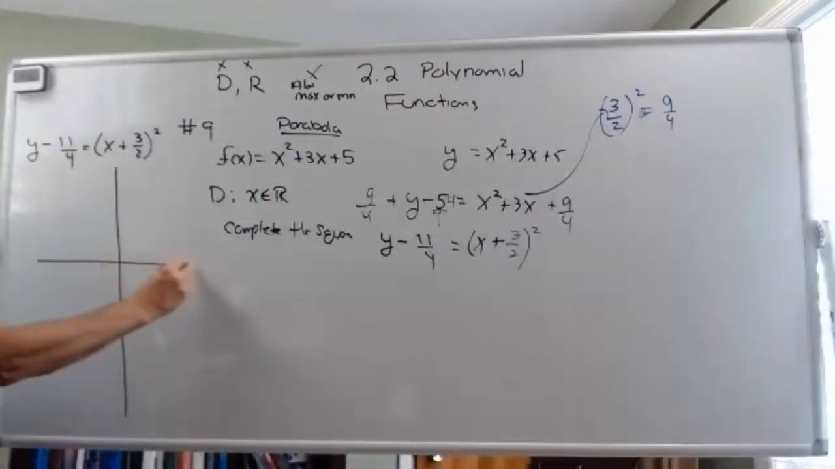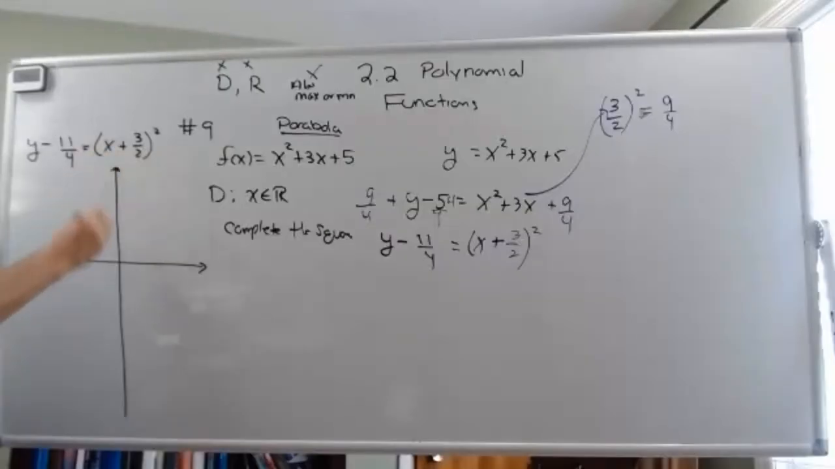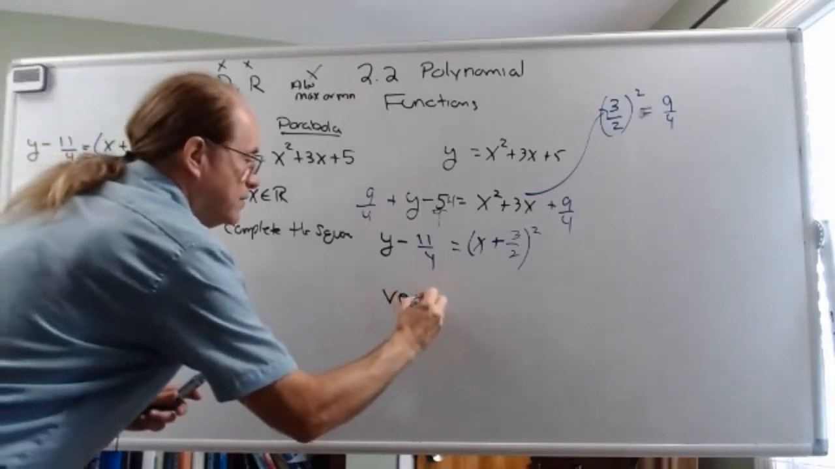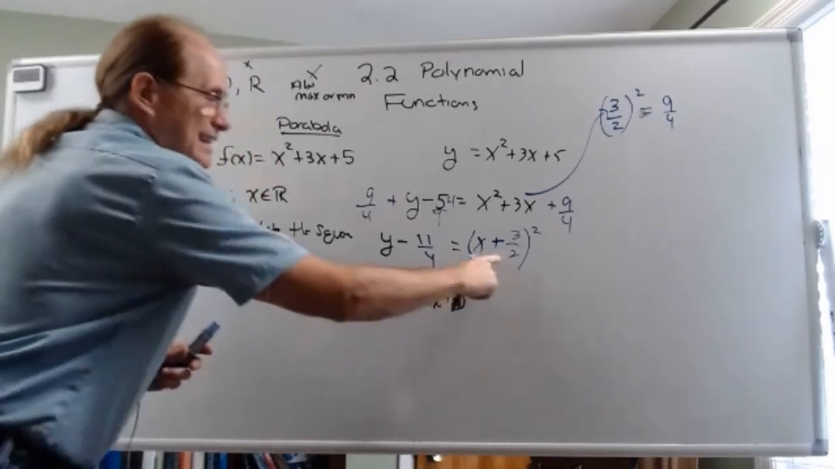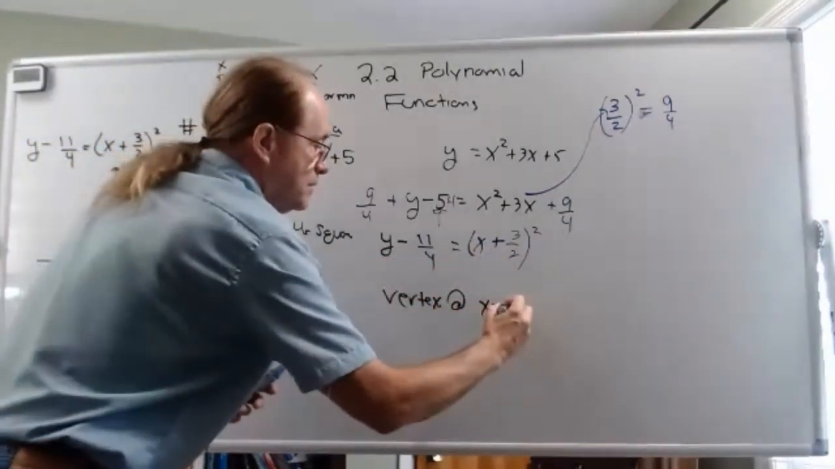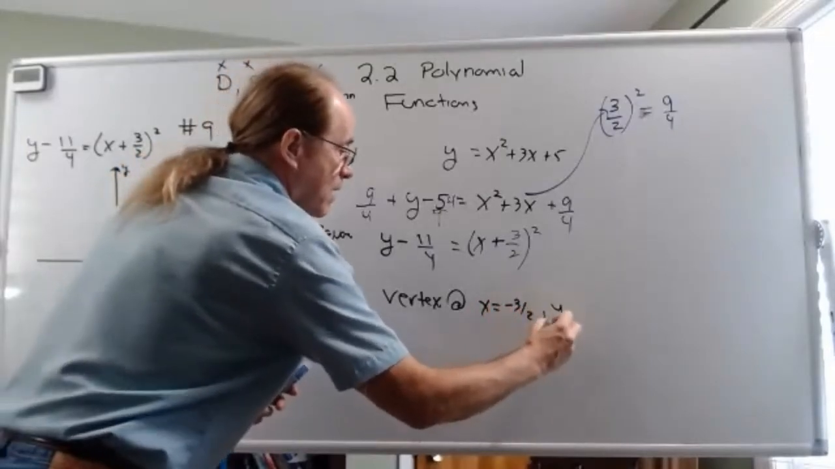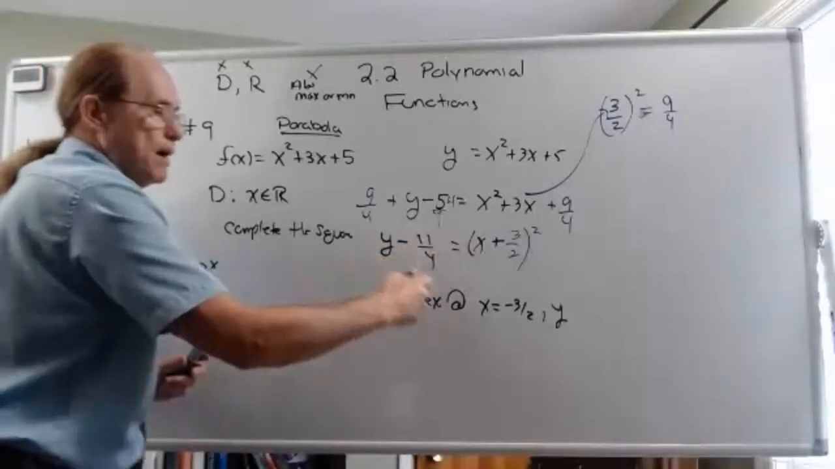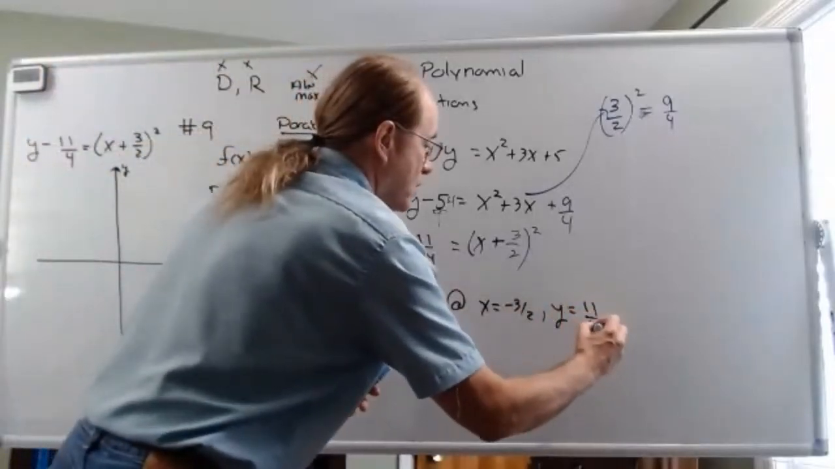So if I want to graph it, I could put it into my calculator or my computer, but I'm just going to do this by hand over here to get a sense of what this looks like. Here's my x, here's my y, and let's go to where the vertex occurs. The vertex occurs at the negative of that number in the parentheses, so x is equal to negative 3 halves, and the y is positive. It's always y minus, so y is equal to 11 quarters.